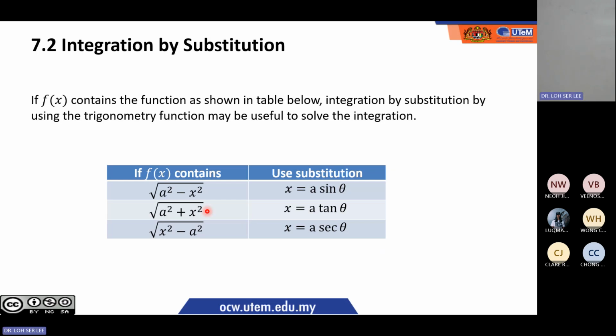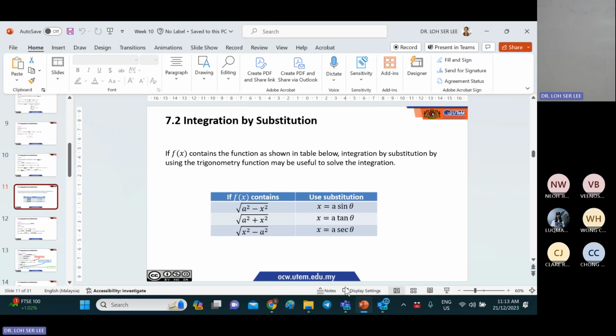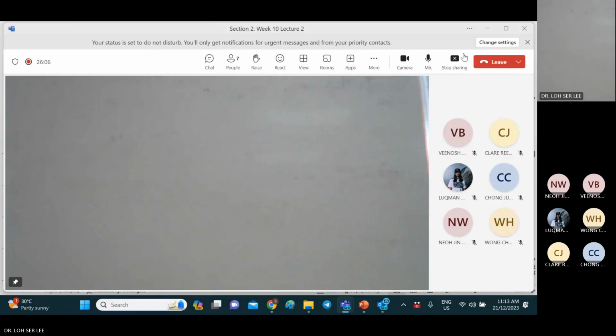Now let me show you the first one, a squared minus x squared. Why do we use a sine theta?